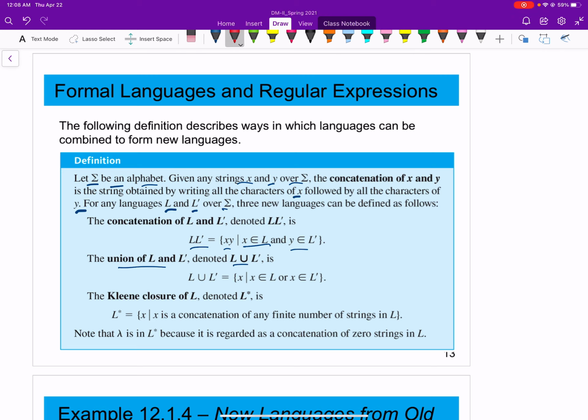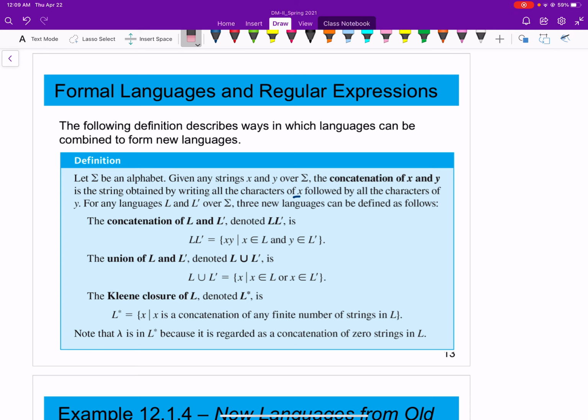Okay, this x can be from L or it can be from L prime. That is called the union of L and L prime. And then finally we have Kleene closure of L, denoted by L asterisk, defined as the set of all x where x is a concatenation of any finite number of strings in L. So you are allowed to concatenate any finite number of strings from L. That is defined as the Kleene closure of L.